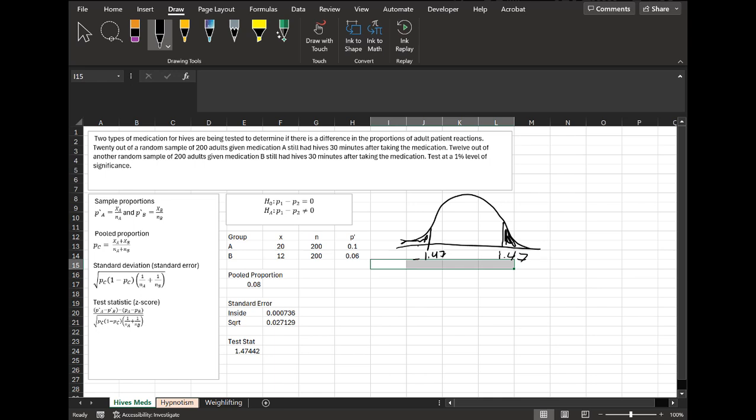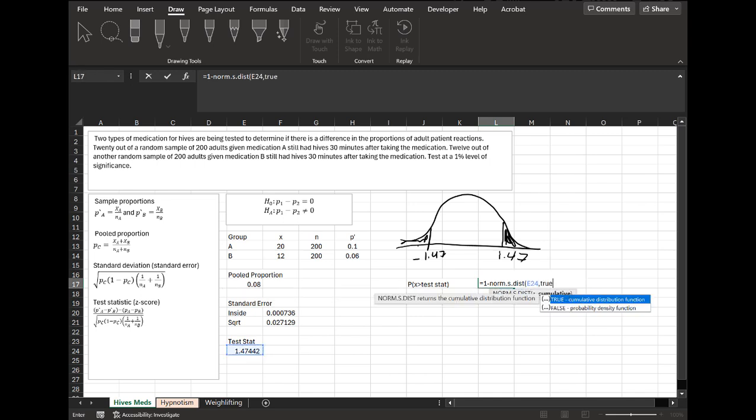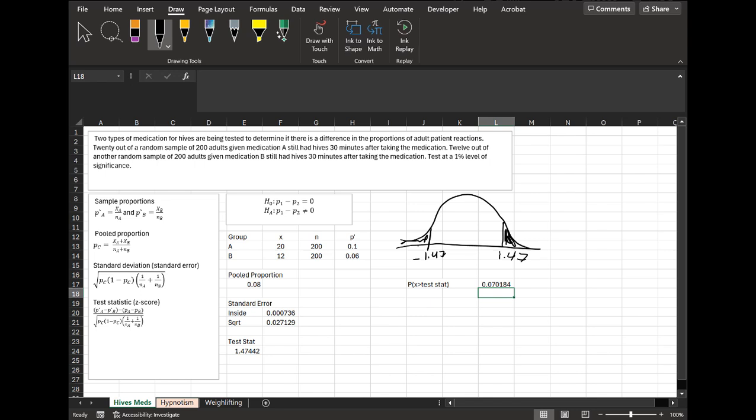So let's start with the test statistic that we found. I'm going to find the probability that X is greater than the test statistic. I'm going with greater than because the test statistic ended up positive, so I just want to maintain the test statistic as is. So I'm going to take 1 minus NORM.S.DIST, take the test statistic, and TRUE. So there's this area, but remember, we're getting to a p-value.